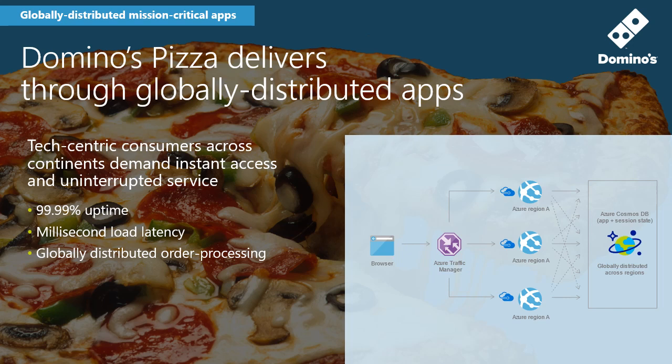One of our biggest customers that uses Cosmos DB in the background and powers their entire e-commerce site is Domino's Pizza. Here's an example of how it looks. When you use a browser to order pizza on any Domino's Pizza website, the Azure Traffic Manager routes the order or the transaction to the Azure App Service, which runs across multiple Azure regions, and behind that, you have Azure Cosmos DB. So what they have experienced is millisecond load latency and globally distributed order processing.